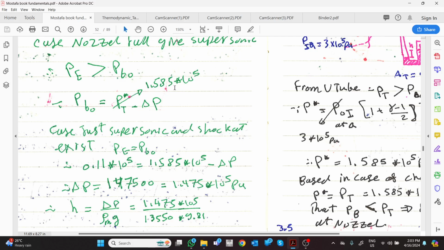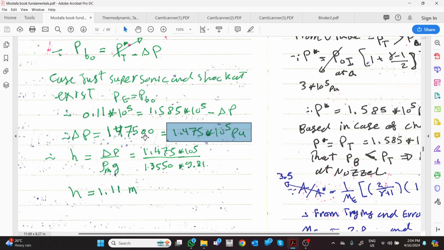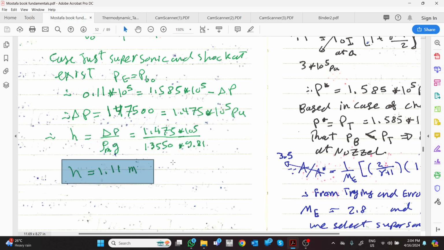So based on back pressure, I know it. Delta P: back pressure equals this one, which is fixed because this is P star, the pressure star at the nozzle cannot be changed, and back pressure I know, stagnation I know, so I just need to know how much should be the reading of the U-tube. So in the case of supersonic flow with a normal shock just at the exit, P exit should equal back pressure. Put the equation, so delta P, the reading of the U-tube manometer. Then you can calculate h, so h should be 1.118 meters.